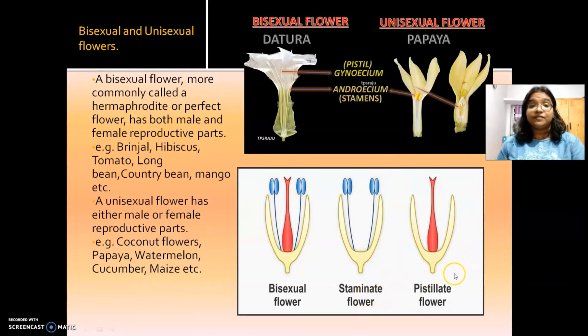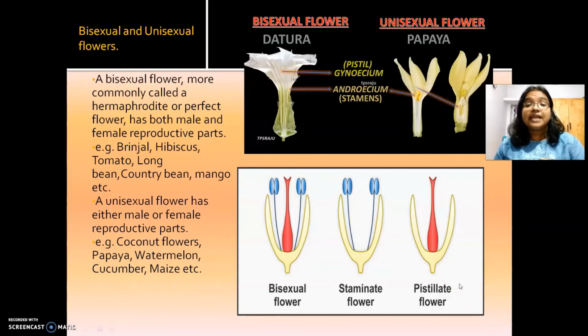one a pistillate flower. So you should know that if a flower has both reproductive organs, the male and the female reproductive organ, that's to be called a bisexual flower. If both the reproductive organs are not present in the same flower, if they are placed differently, as a male and a female flower, we have to call them unisexual flowers. Unisexual flowers with the male reproductive organs are called staminate flowers, and those with the female reproductive organs are to be called pistillate flowers.